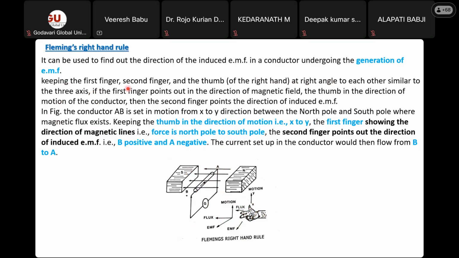Keeping the first finger, second finger, and thumb at right angles to each other, similar to three axes X, Y, Z. If the first finger points in the direction of the magnetic field and the thumb in the direction of motion of the conductor, then the second finger points in the direction of the induced EMF. This is the direction of induced EMF you can see. The next concept is what Fleming's right hand rule is used for, and what Fleming's left hand rule is used for. I'll show that in the next slide.